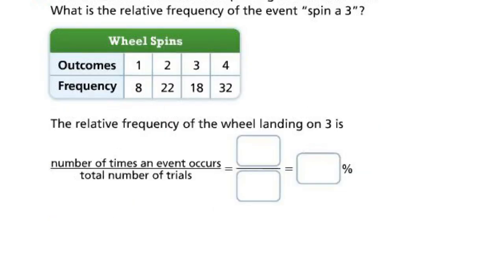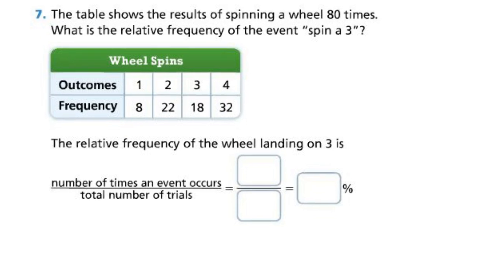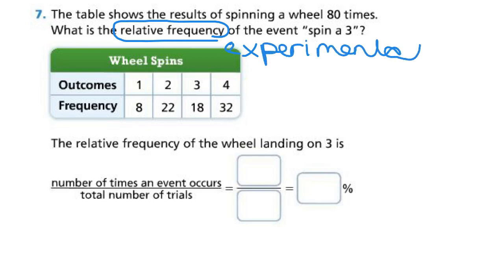Question 7. The table shows the results of spinning a wheel 80 times. What is the relative frequency of the event spin a 3? Now, this question is asking about relative frequency. Relative frequency is experimental probability. Therefore, we're going to look at our data. And we're wanting to look at the experimental of spinning a 3. So we want the outcome of a 3.